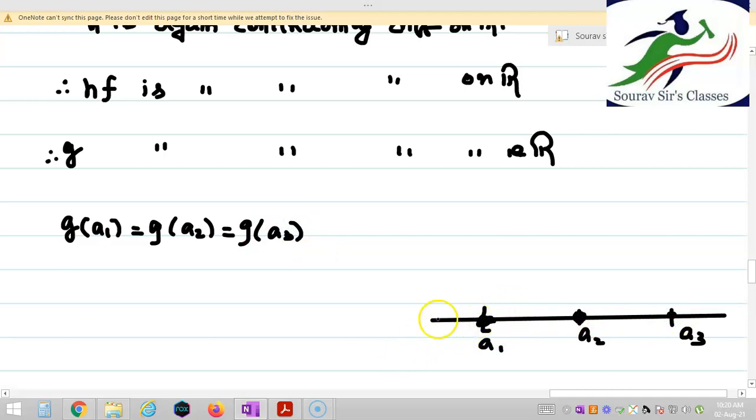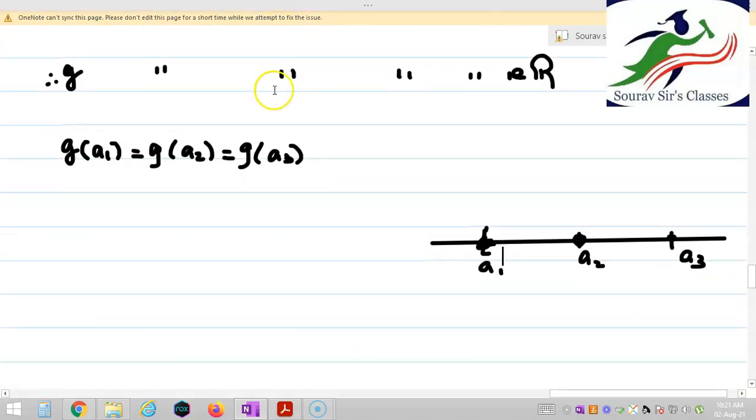Now from g is differentiable on R, hence g is differentiable on this closed interval. If g is differentiable on this closed interval, g is continuous on this closed interval. We know that a differentiable function is continuous, so g is continuous on this closed interval, and g is differentiable on open interval. Then we can use Rolle's theorem, right?